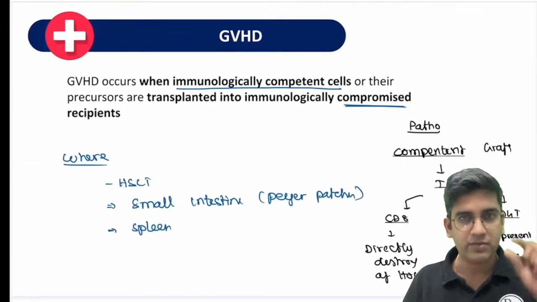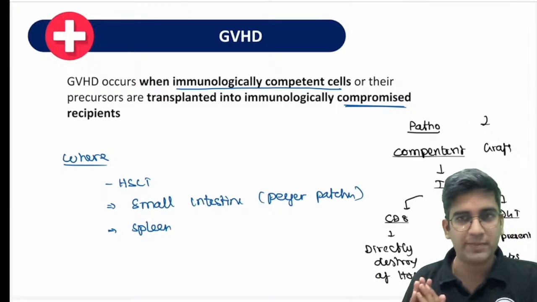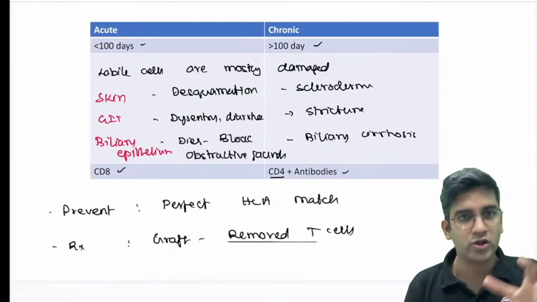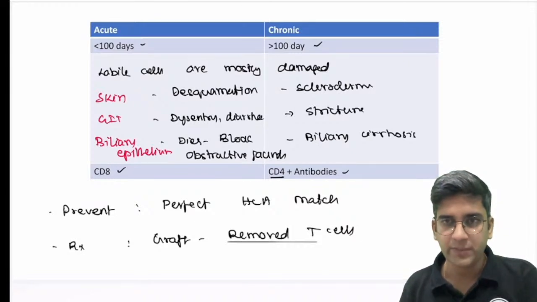If it comes in exam, one word for definition, where all it can happen, something about the pathogenesis, and acute, chronic, and a word about prevention and treatment. This should be more than enough for you for GVHD, fine.